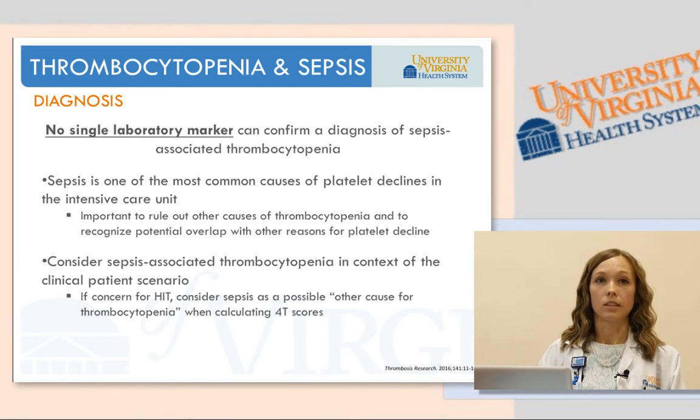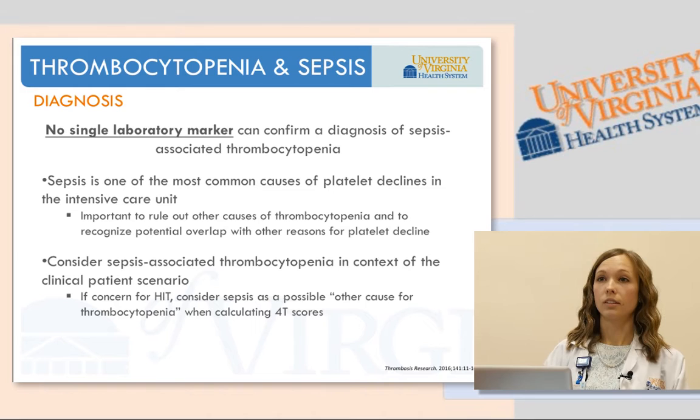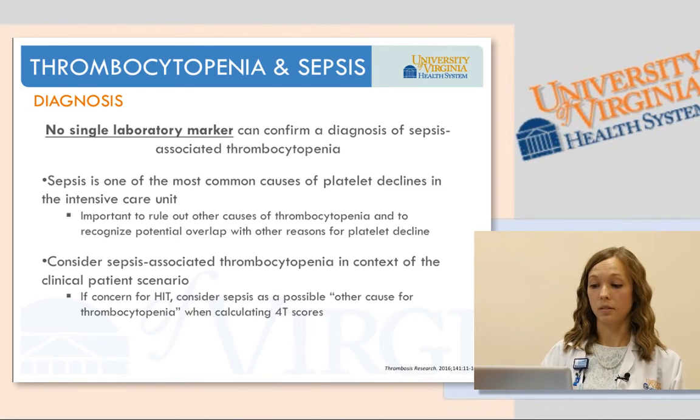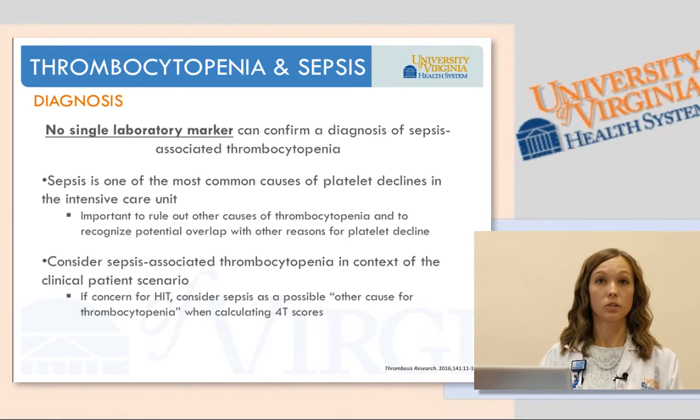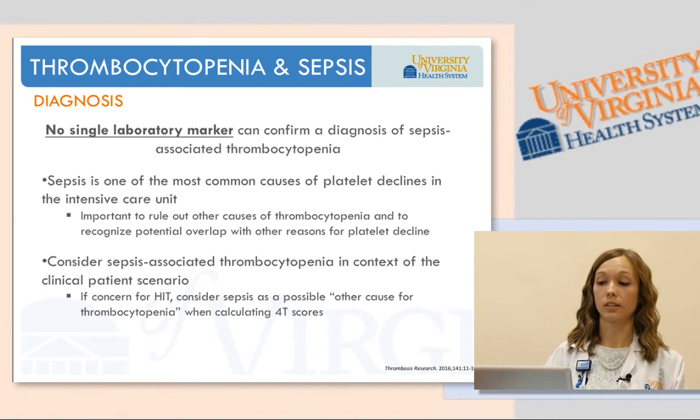So I think we need to really consider sepsis-associated thrombocytopenia in the context of everything else going on with the patient. For example, if there is a concern for HIT, and we have already started this HIT workup, we need to consider sepsis as a possible other cause for thrombocytopenia in our 4T score and assign the patient a 0 for that criteria.